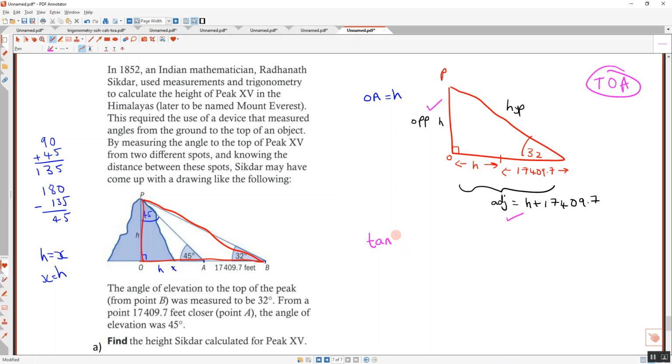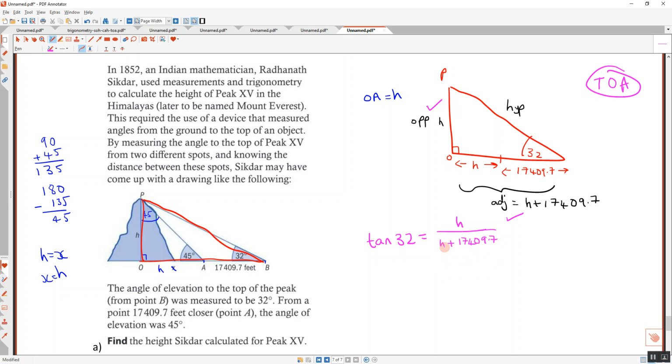So tan of the angle, tan of 32, is equal to opposite, h, divided by adjacent, divided by all of this stuff, 17409.7. Right, I've got this on the bottom. I'm trying to work out what h is. This is where it gets a bit tricky.